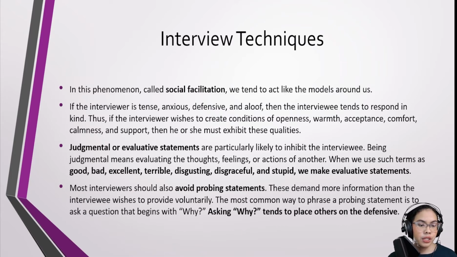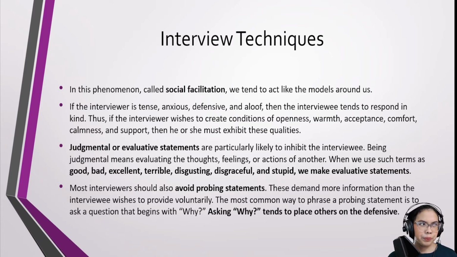And of course, whatever thoughts, feelings, and actions our clients had or did, we must not judge them or make evaluative statements. So we must not, for example, tell them, do you think what happened to you was bad though?